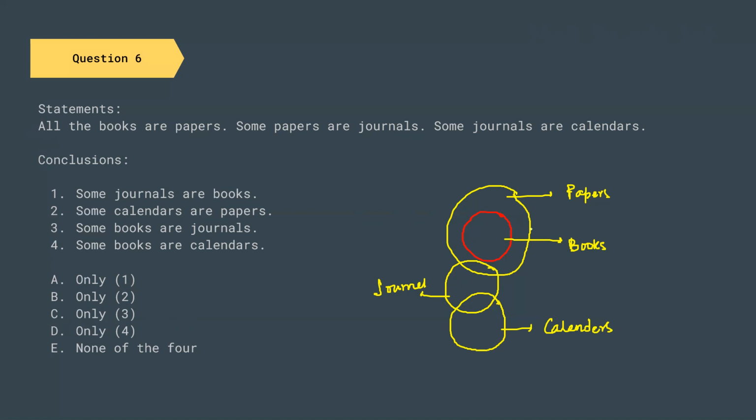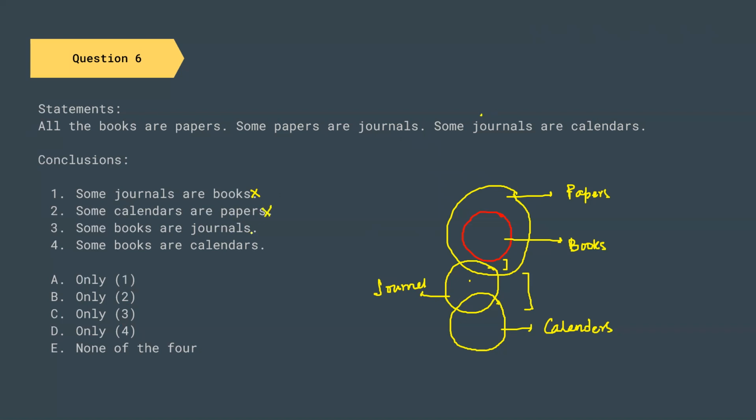Some journals are books. Yes, some of the journals are books. Okay, I cannot say this for sure because I don't know about this degree of overlapping. So this is eliminated. Some calendars are papers. Again, this cannot be said for sure because we don't know the degree of overlapping between the papers and the calendars from the given statement. So this is also eliminated.